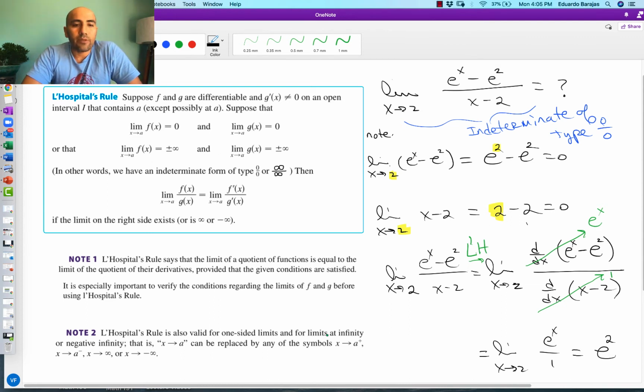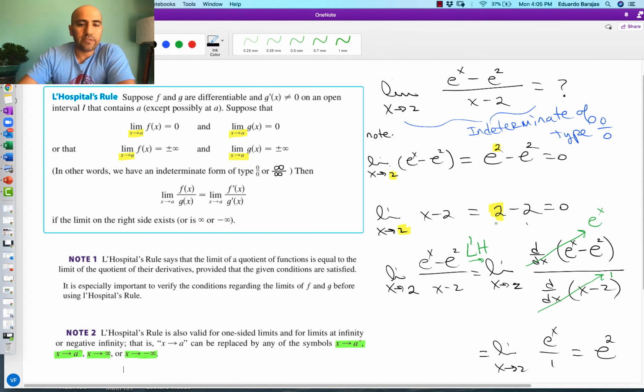That is, we can replace the "x approaches a" with the symbols x approaches a from the right-hand side, x approaches a from the left-hand side, x approaches infinity, or x approaches negative infinity. So in other words, coming back up to the statement of L'Hopital's rule, instead of x approaches a, these could all be replaced by any one of these symbols: the limit as x approaches a from the right-hand side, from the left-hand side, as x approaches infinity, or as x approaches negative infinity.